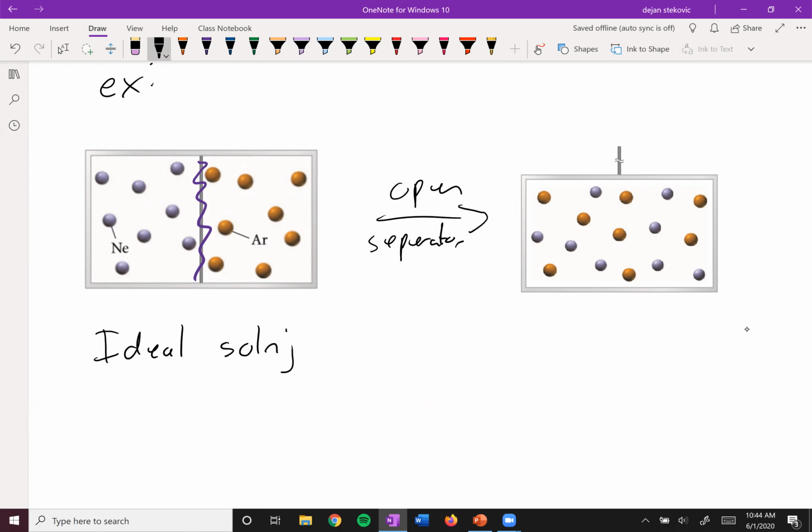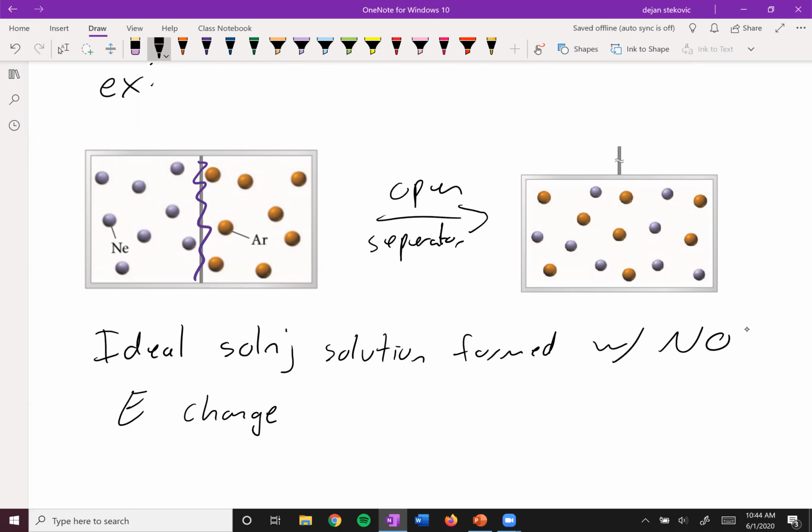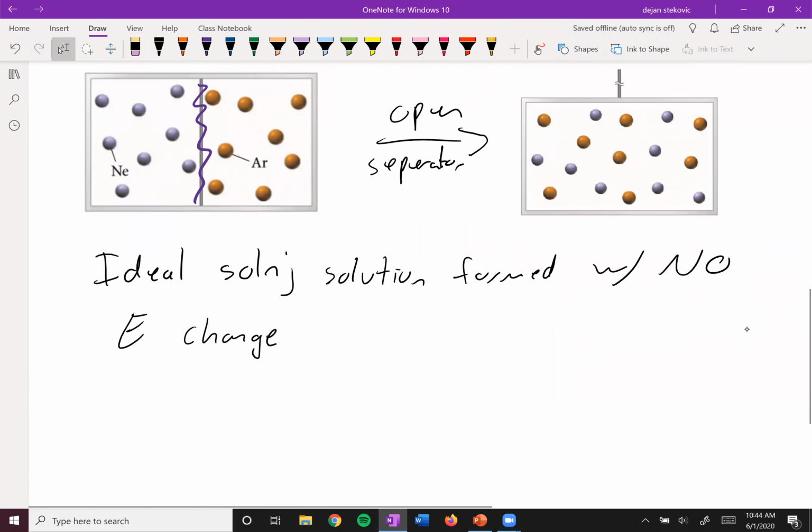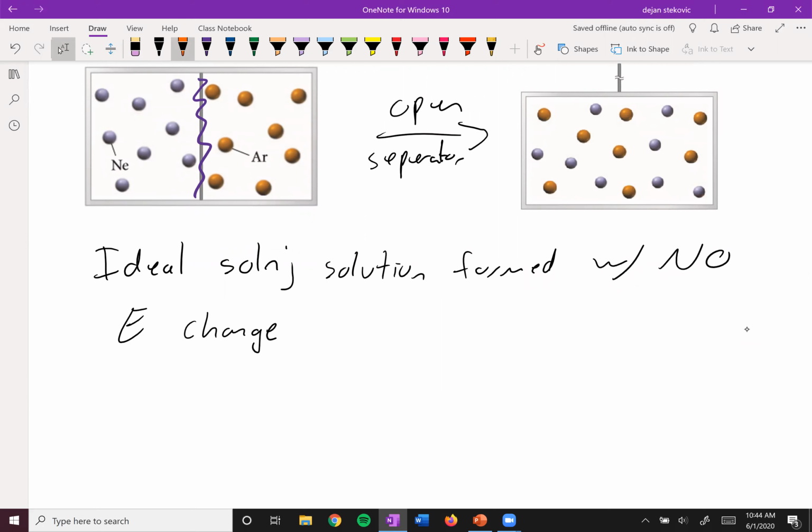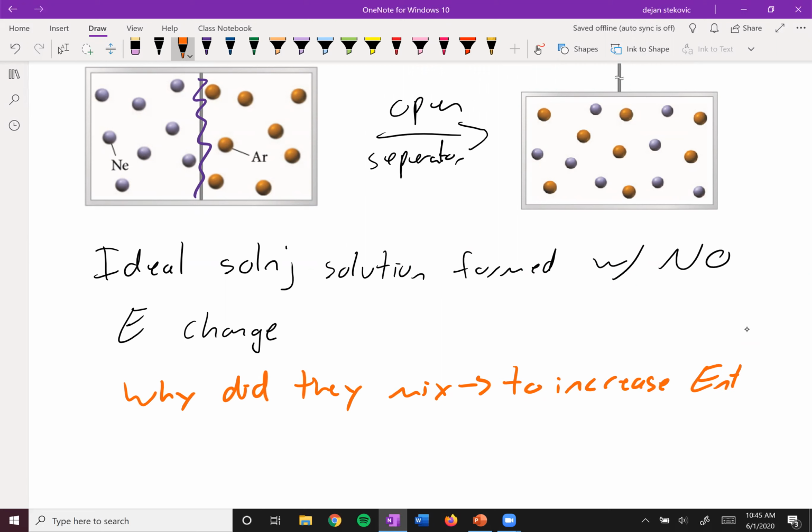And an ideal solution is a solution formed with no energy change, right? So the picture on the left and the picture on the right have the same amount of energy. And if they have the same amount of energy, why did they mix? Well, you can see the one on the right is more dispersed or more random. So why did they mix? It's to increase entropy. For now, we're just going to use entropy as a little buzzword, but later on, we'll learn a lot more about it.